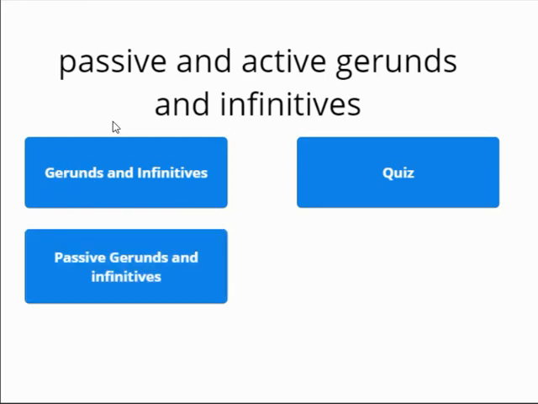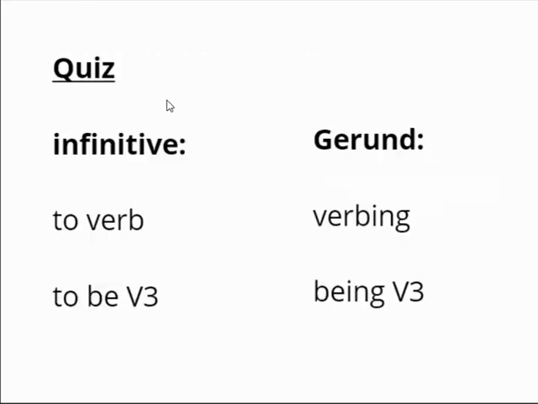Okay, I think we're ready for a quiz. With this quiz, you're choosing either the infinitive or the gerund. If we choose the infinitive, it's going to either be active or passive, to verb or to be plus V3. If it's the gerund, it's either active or passive, verbing or being plus V3. Let's get started.